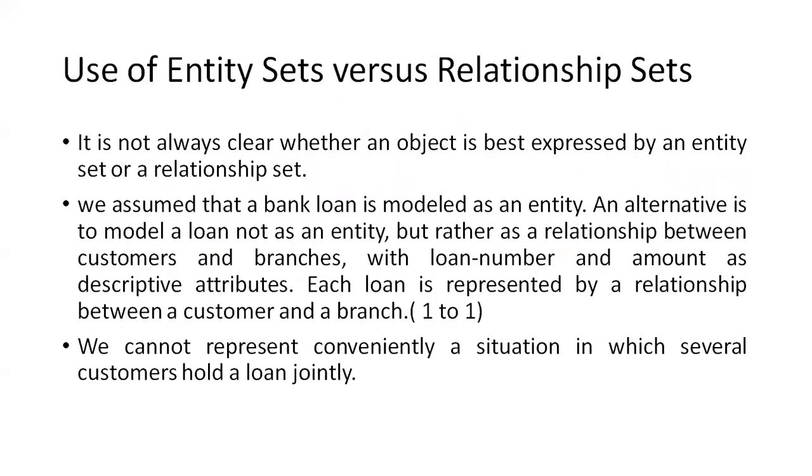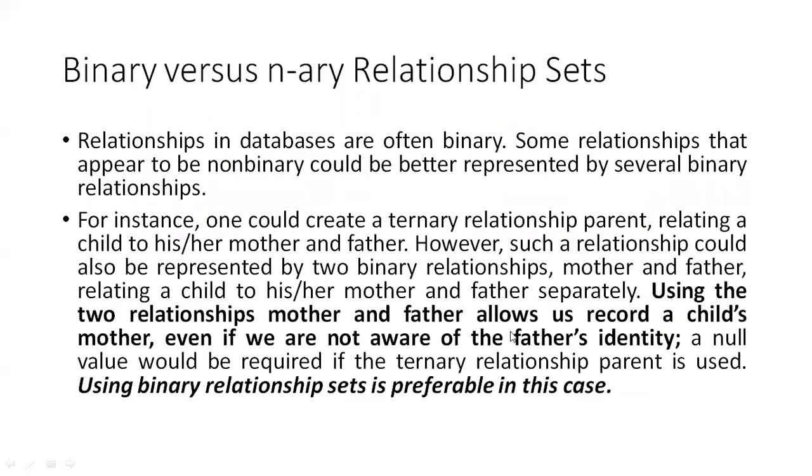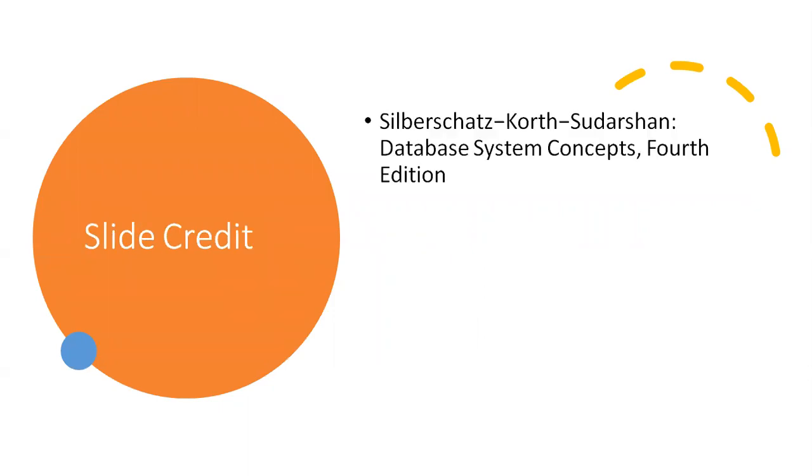Got it? So what we have seen in this lecture: use of entity sets versus attributes, use of entity sets versus relationship sets, binary versus n-ary relationship sets, and also placement of relationship attributes. I hope you cleared everything. This is the concluding remark.